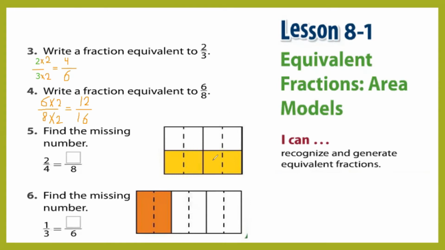Look here at this shape. I have here a rectangle. At first, we cut it into 4 parts: 1, 2, 3, 4. How many colored parts? 1, 2. It will be 2 out of the total number, 4.